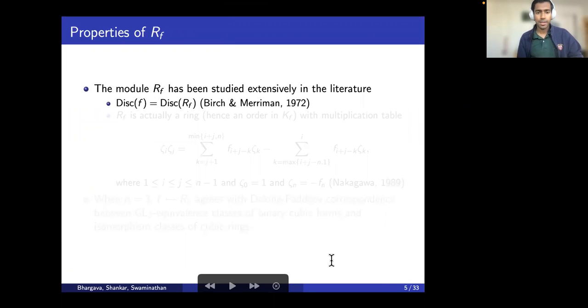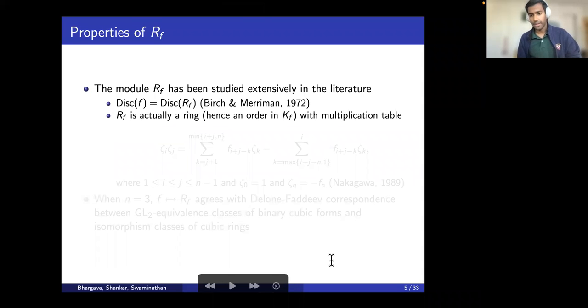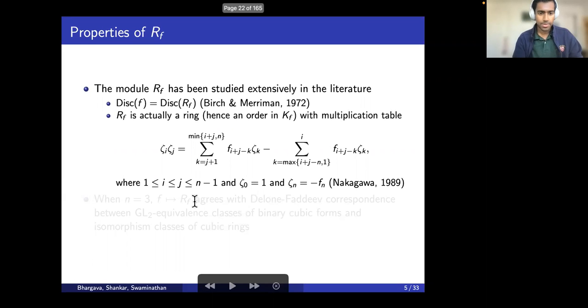So 50 years ago now, Birch and Merriman proved that the discriminant of the binary form F is equal to the discriminant of the module RF. And it turns out that RF is actually a ring and hence an order in the algebra KF. And the multiplication table of this ring is given as follows. If you take the two basis elements zeta i times zeta j, then their product is a linear combination of the zeta k's, where the coefficients are drawn directly from the binary form. This was proven by Nakagawa in 1989.